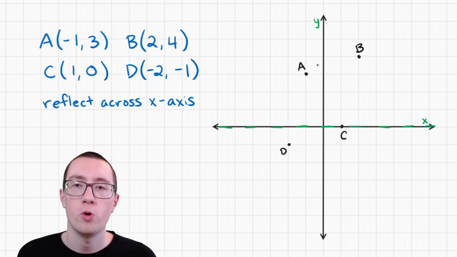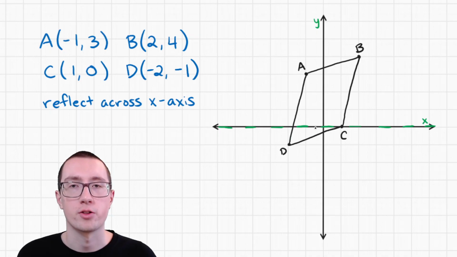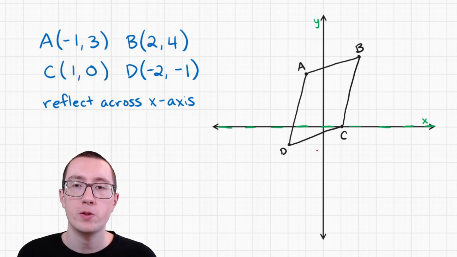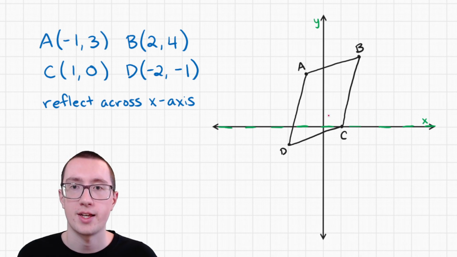So here are our 4 points, and now we're going to connect them up, and it looks like it's going to make some sort of weird parallelogram maybe. So now we have our graph, and we need to reflect it across the x-axis. And we're going to do this with each individual point. So looking at point A first, we are going to flip it as a mirror image across the x-axis.